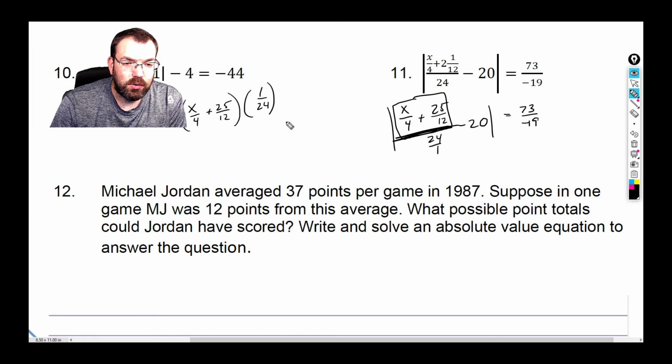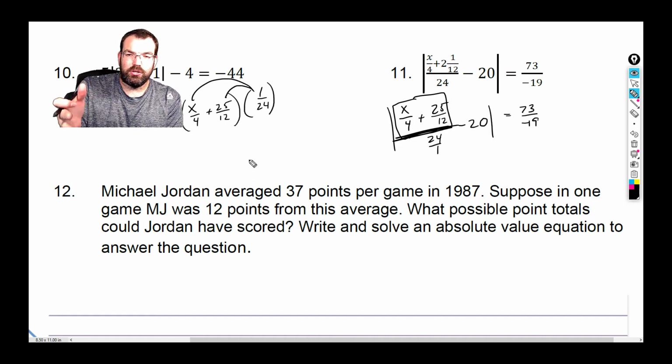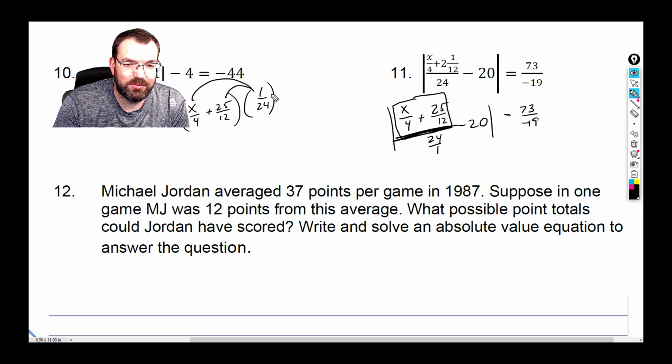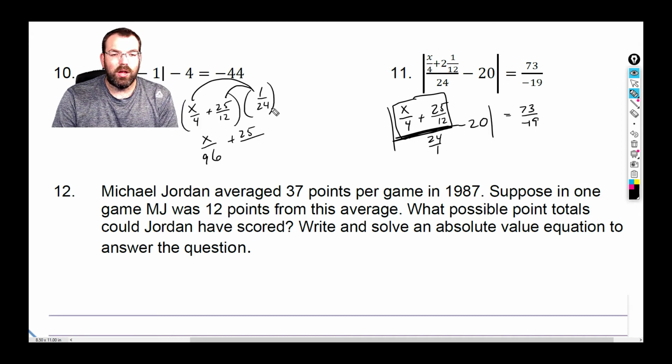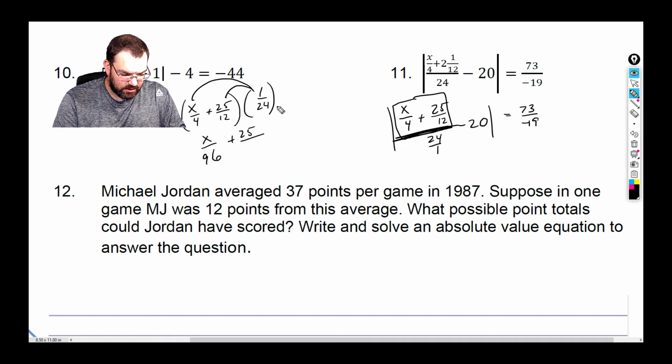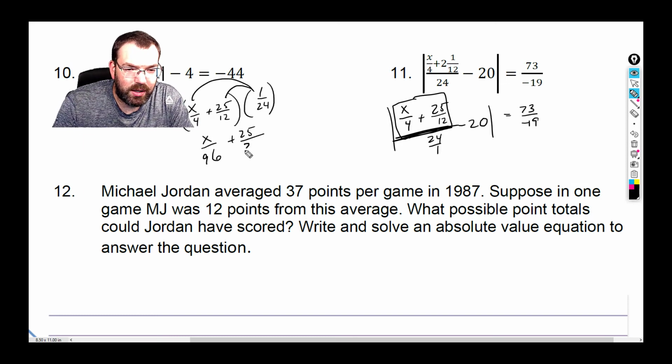Now, what does this actually do for me? Well, I can distribute this through to make it into nicer terms, instead of having fractions upon fractions. So x over 4 times 1 over 24 is really x over 96, plus 25 times 1 is 25. 12 times 24, that's a big number. Let me get my handy dandy calculator out, mainly because it's kind of a large number. 288. Oh, yeah, okay, never mind. I could have done that in my head. Okay, so that's what that is there.